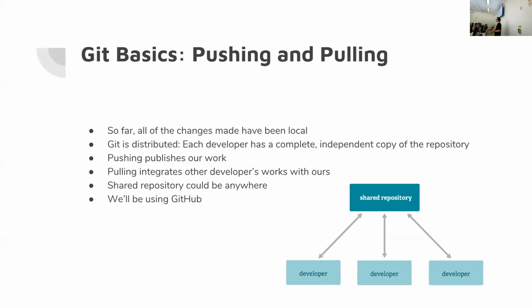And when you land or something, what you can do is publish those. And that's what pushing and pulling will let you do. So basically the way this works is each developer will have their own repository that they're working out of, and then some shared repository that they can all push to and all pull from. And that's how they can integrate their work together.